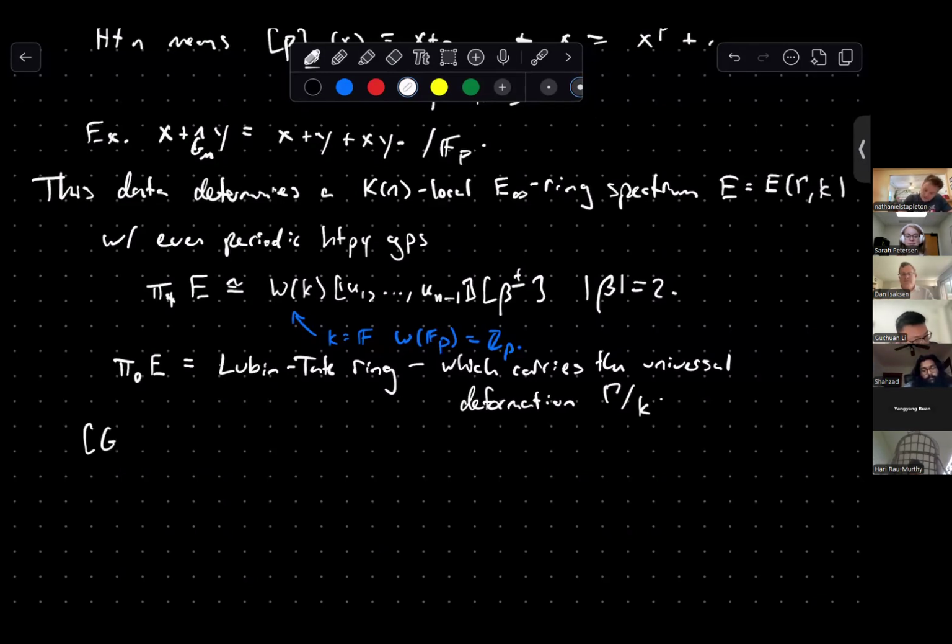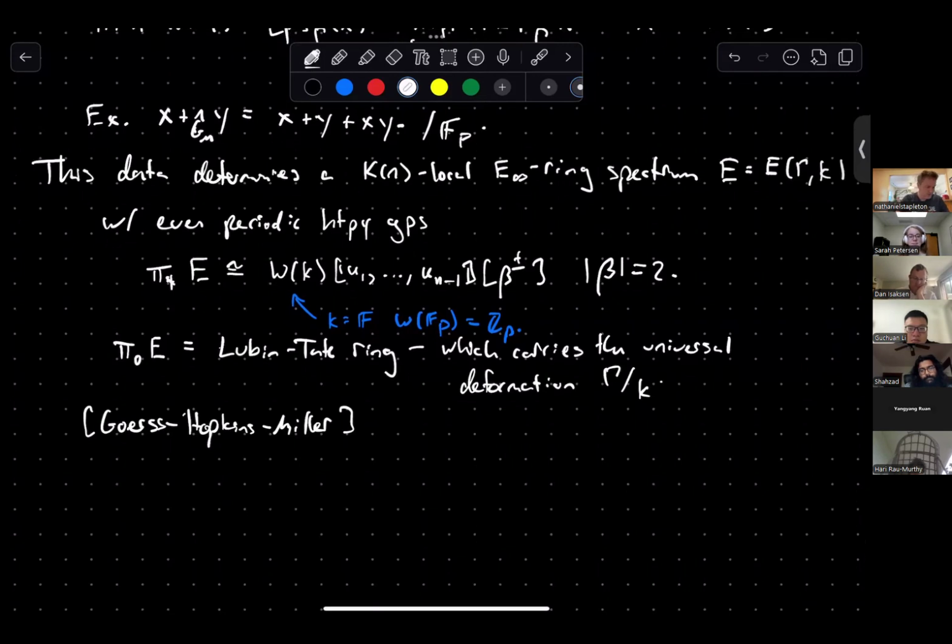And I'm going to just attach the names Goerss, Hopkins, and Miller to this. But there are more things going on behind the scenes, going back all the way to Landweber and Morava. And in fact, Goerss, Hopkins, and Miller do much more than just specifying an E-infinity ring spectrum like this. They actually identify an extremely rigid portion of the infinity category of E-infinity ring spectra. But this is what we need today.